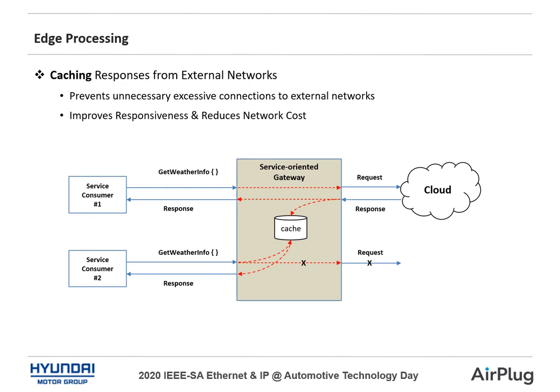Service-oriented gateway also provides some edge processing functions like caching and filtering. The caching mechanism for service-oriented gateway is almost the same as that in HTTP proxy servers. Caching prevents unnecessary connection to the cloud through the external network, so we can improve the response time, and also we can reduce the network cost and the server burden.